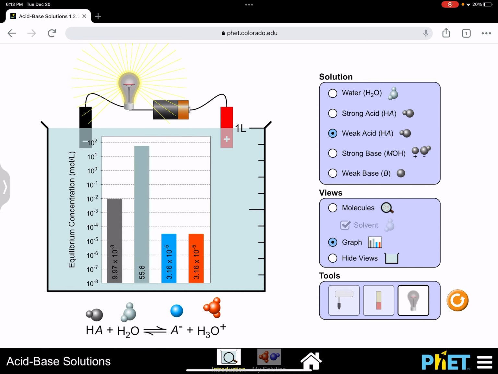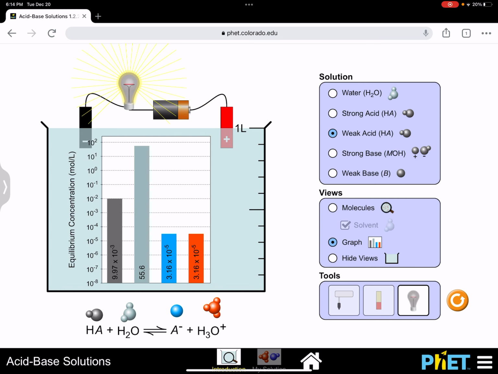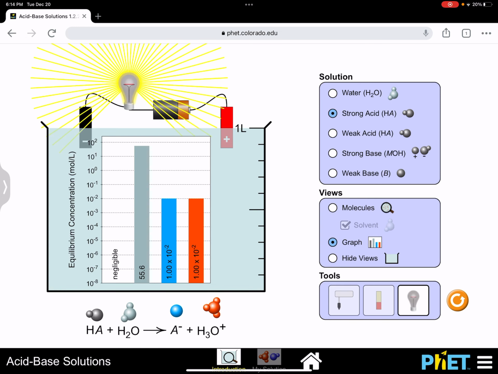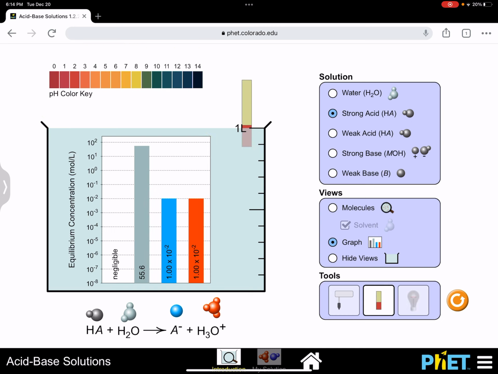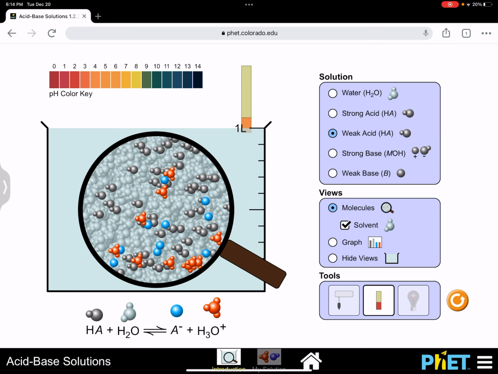But I also want to show you the graph view. You can see, if I jump between them, that's weak. Here's my strong. You can see that the strong has a lot more that's broken apart. It hasn't even finished dissociating either. This is just a strong-ish acid, not one of our 6 completely strong acids. And then we're going to show the pH. So right here, there's our strong acid pH. I'll go back to the molecule view. That's the strong acid pH, and then this is the weak acid pH, so you can see the color change.